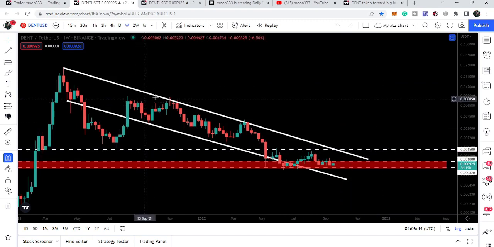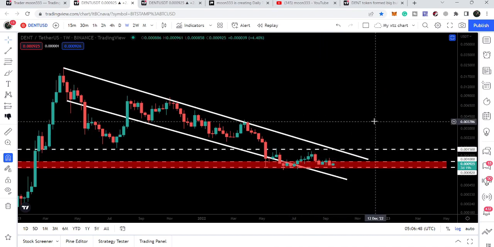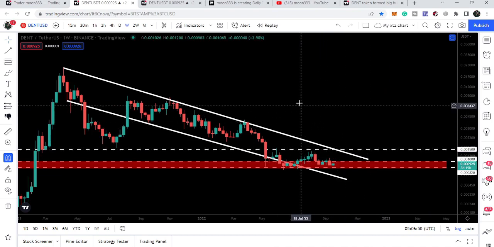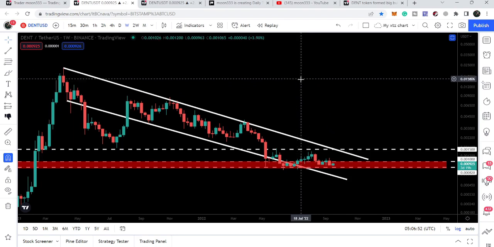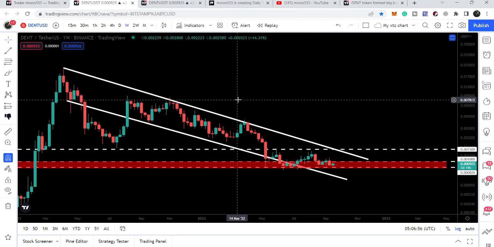By the way, if the price line will be able to break out this resistance of the channel, in that situation our target can be here at the top of the channel. I would suggest you set target here because we have a lot of resistance here. That will be approximately at $0.0078.